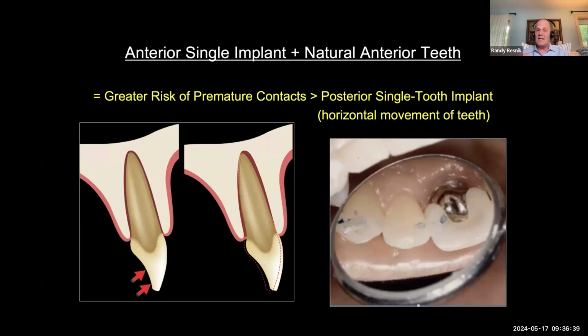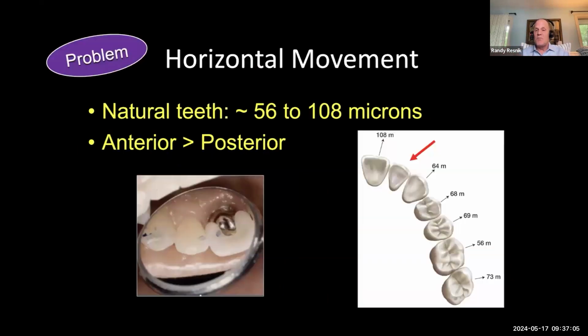Well, basically, it's horizontal movement of the teeth. You can look at this diagram on the left. We have a lingual force, so the patient is incising or masticating. And what happens? That tooth is compressed facially. So when you have a tooth, the tooth will move. Why does it move? Because it's made to move.